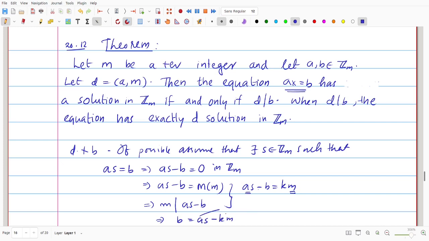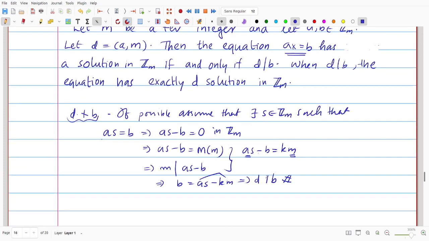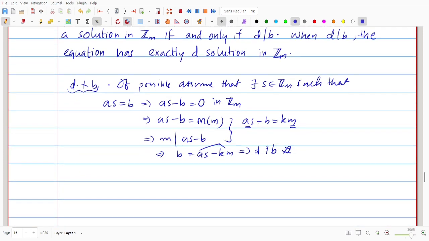But A and M are divisible by D. This implies this right hand side is divisible by D. Then D divides B, which is a contradiction, because we assumed that D does not divide B. So if you assume D does not divide B, then the existence of solution is not there. If there exists a solution, then that D should divide B.